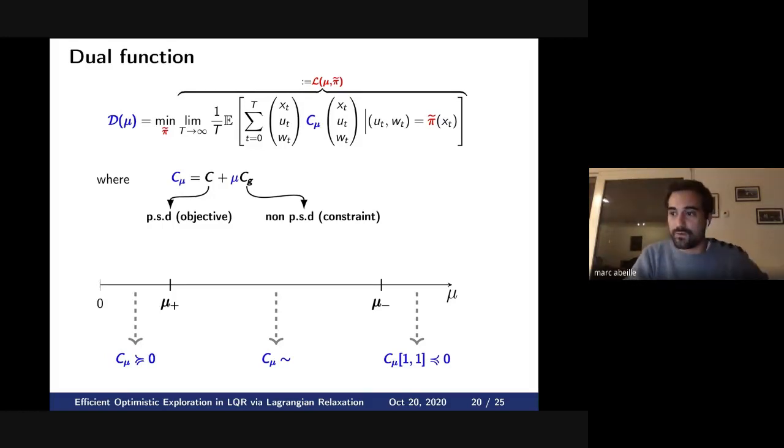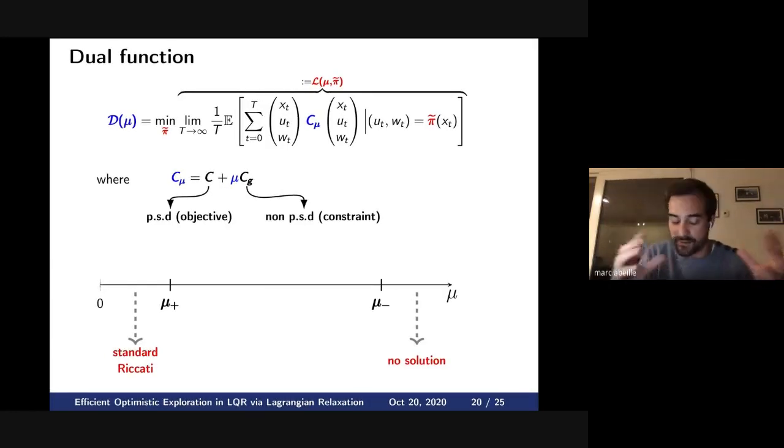So what's the impact of this on the dual function? Well, in the two extreme regimes, it's relatively easy. So when C mu is PSD, we're in the standard LQR framework, and we can obtain d mu as a standard Riccati solution. When mu is very large, larger than mu minus, we can show that there exists no stabilizing solution, and the problem is degenerate.